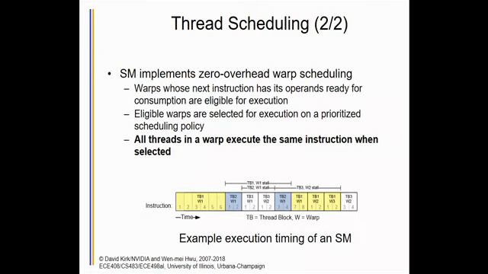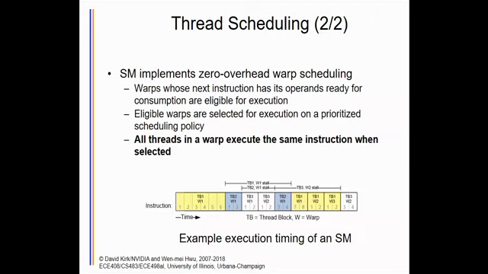So some of these warps may be waiting for data that are not there yet. So they're going to be put to rest. Okay, they're not going to go into execution. They're going to sit on the bench. And as soon as their operands come back from memory and so on, they will become eligible for execution.